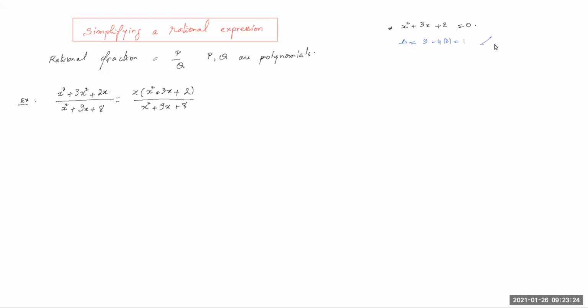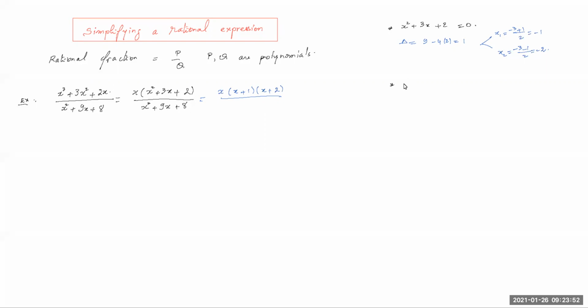It's positive, so we have two roots. x1 is (minus 3 plus square root of 1) over 2, so we'll have minus 1. And x2 is (minus 3 minus 1) over 2, which is minus 2. So here I can already write it's x times (x plus 1) times (x plus 2) over. Let's work with the second expression.